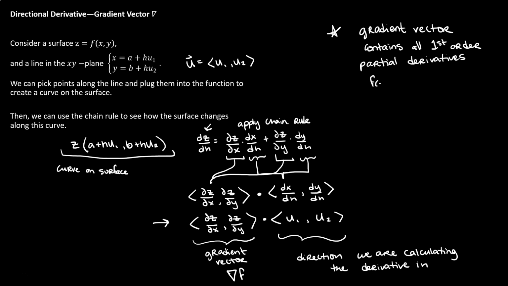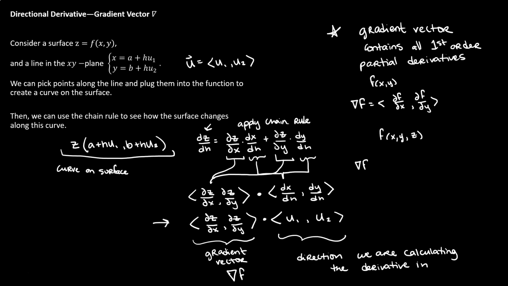So if we're looking at f of x, y, then the gradient of f is the vector containing the partial of f with respect to x, as well as the partial of f with respect to y. So if our function is f with independent variables x and y, we're going to have a partial for each independent variable. What if we had a function that depended on x, y, and z?